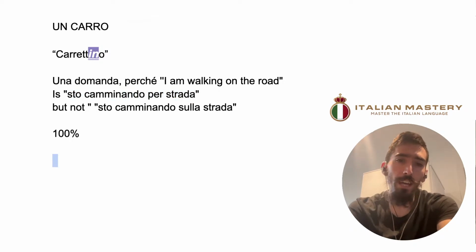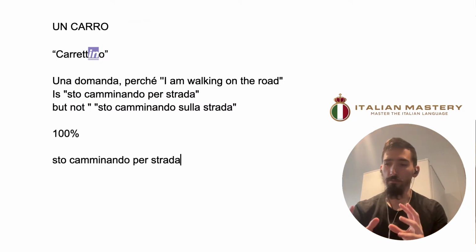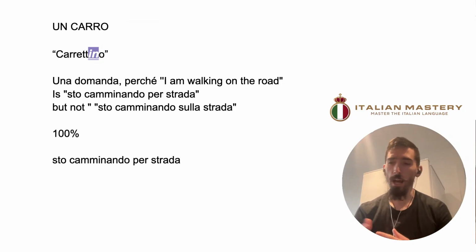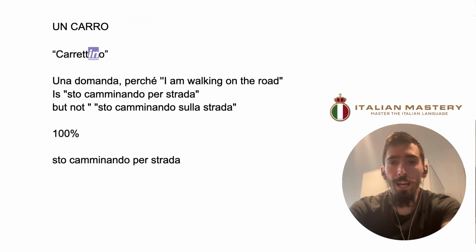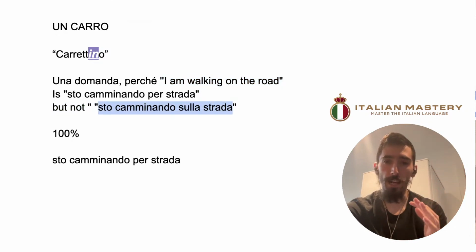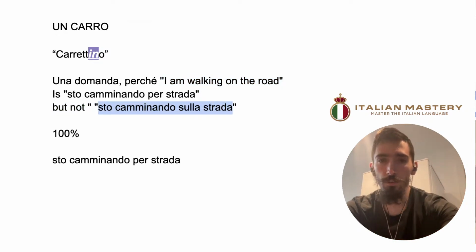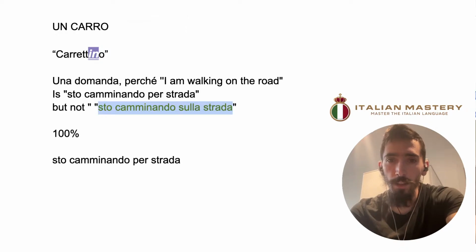So this is a variation. Of course, we can talk about things in slightly different ways, using slightly different words. This happens in English, it happens in Italian, it happens in most languages. When we look at "I'm walking on the road," is "sto camminando sulla strada." End of story. So if we paint this orange, maybe blue, how about green, then we ought to paint this in the same color because this means the same thing.